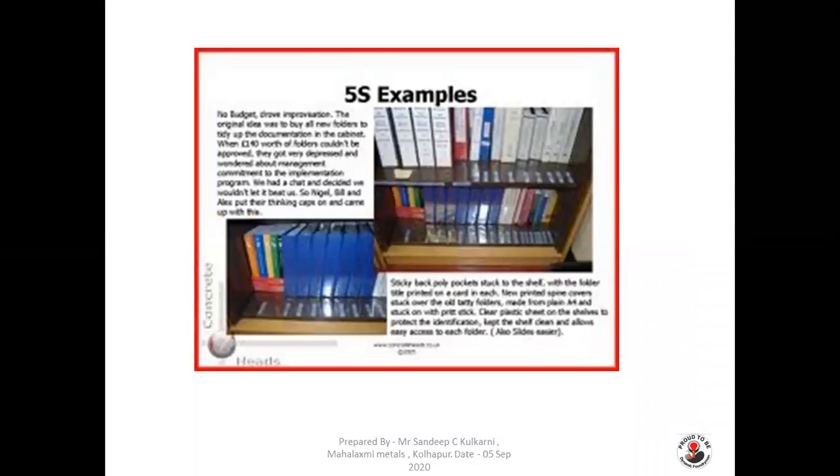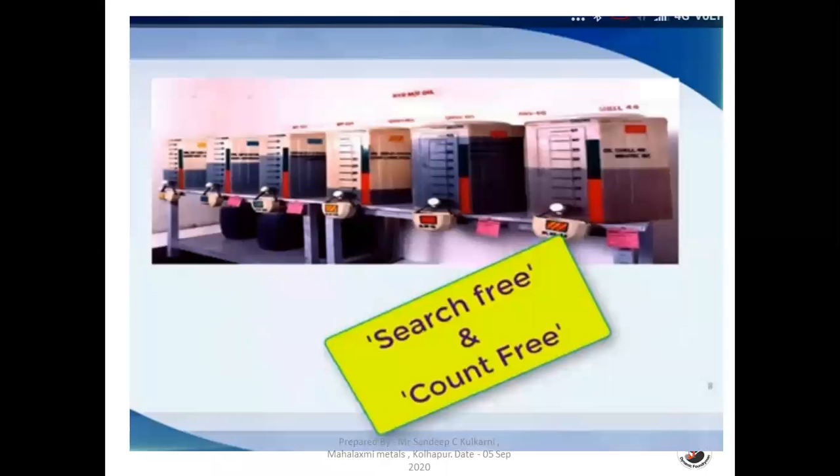This is another example of 5S. We can see the material is kept properly and systematically in a rack. These are files, and documents are kept systematically so that search time will be reduced. You can easily get whatever file you want immediately by seeing the name. It's another search-free or count-free process.